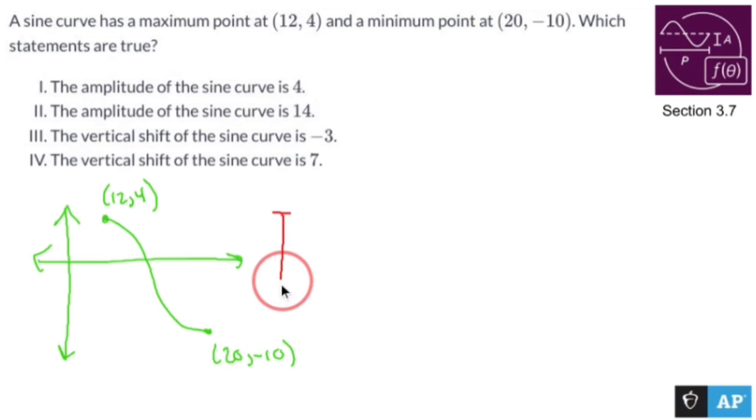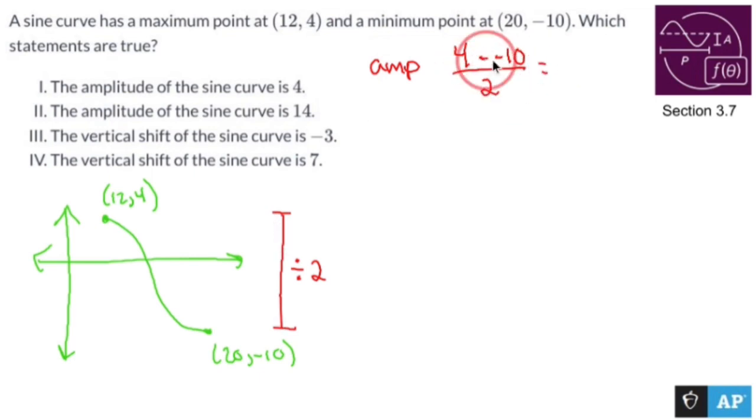Amplitude is the maximum minus the minimum, but half the distance. Okay, so the maximum and the minimum, half the distance. So I'm going to take 4 minus -10, gives me a total height of 14, and then divide that by 2. So double negative makes a positive. 14 over 2 is 7, so the amplitude is 7. The amplitude is 4, no. Amplitude is 14, no. So neither of those.